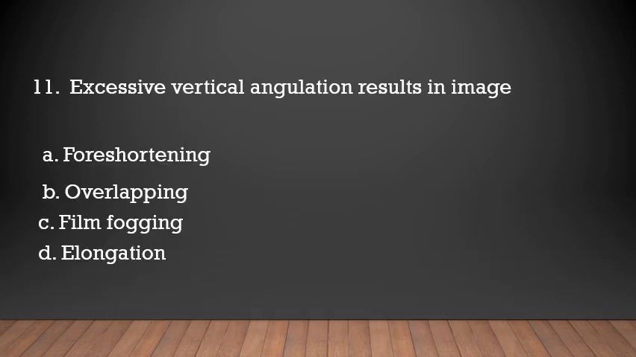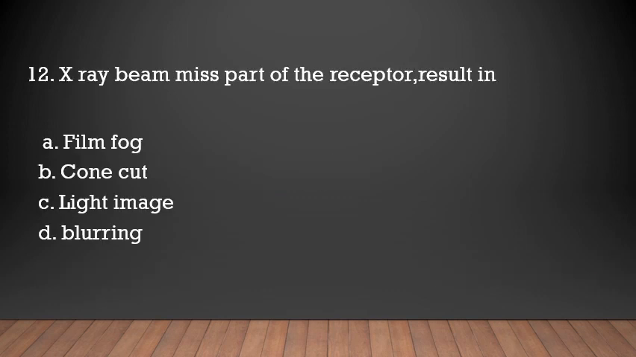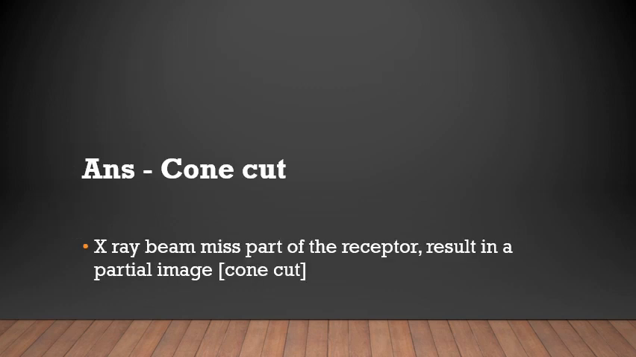Excessive vertical angulation results in image foreshortening, overlapping, film fogging, elongation. Foreshortening. Excessive vertical angulation results in image foreshortening. X-ray beam missing part of the receptor results in film fog, cone cut, light image, blurring. Cone cut. When an X-ray beam misses part of the receptor, that results in partial image or cone cut.